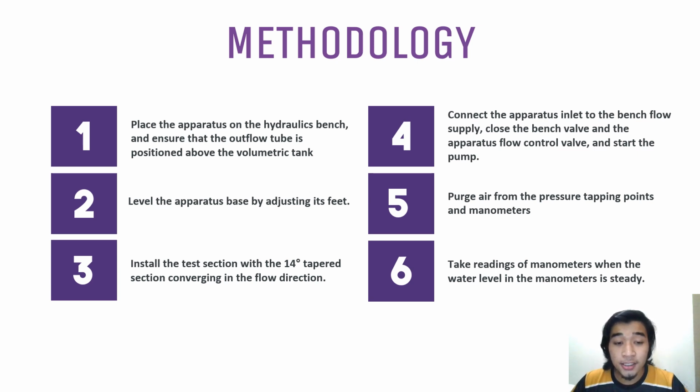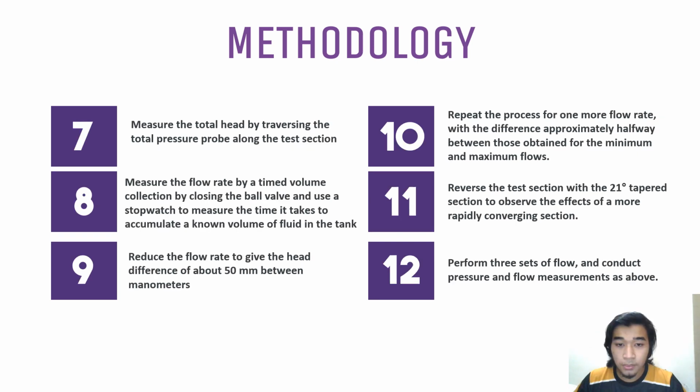And the third one is to install the test section with the 14-degree tapered section converging in the flow direction. The fourth step is to connect the apparatus inlet to the bench flow supply, close the bench valve and apparatus flow control valve, and start the pump. The fifth is to purge air from the pressure tapping points and manometers, and take readings of the manometers when the water level in the manometers is steady.